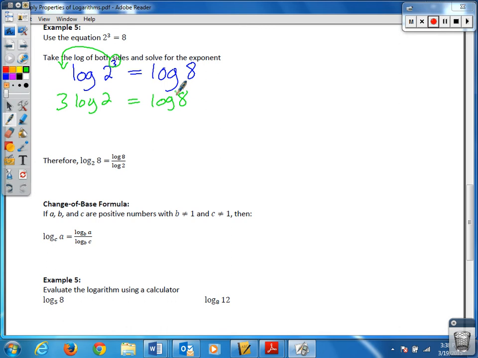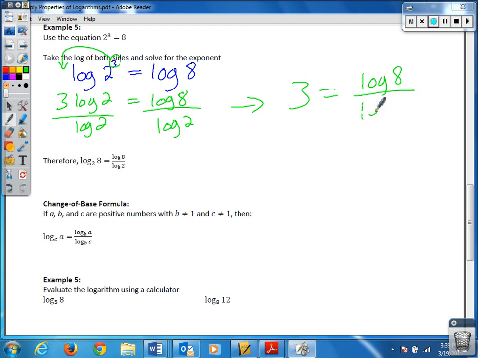Okay, so when you're solving a logarithm, what you're trying to find is the exponent here. So 3 is this exponent. So let's solve the equation for the exponent. Let's get the exponent by itself on one side. So let's divide both sides by the log of 2. So then we get 3 equals the log of 8 divided by the log of 2.